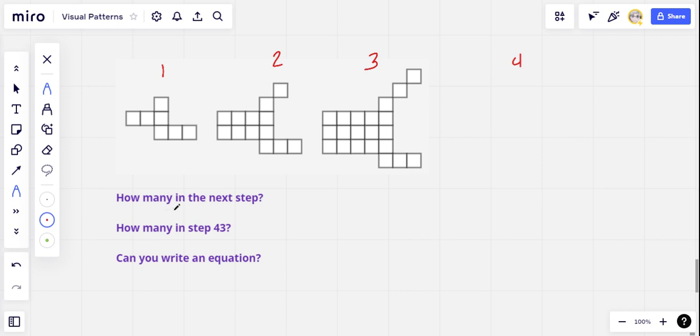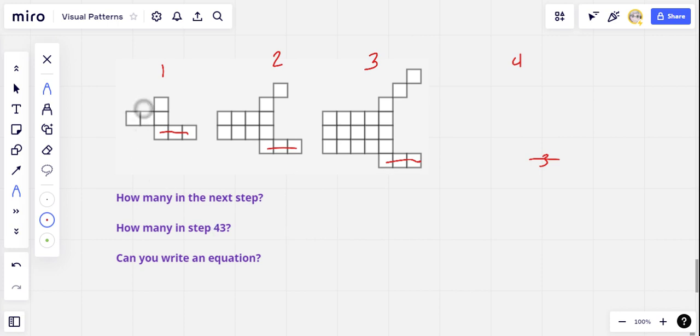All right, this is a strange looking pattern. I think I'm going to try to find what's the same in every step. I notice this row of 3 just stays the same. It's a row of 3 attached to the bottom. So I think that's constant from step to step. So if I'm going to predict what's in step 4, I think there'd be a row of 3 down here at the bottom.